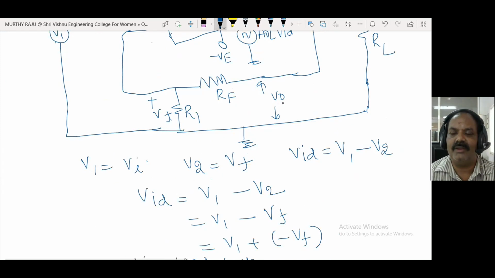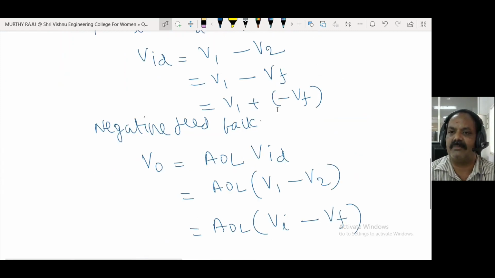V0 is the voltage applied to this network. VF is the output voltage. Therefore, according to the voltage division rule, VF is equal to the total voltage applied to the circuit, V0, into this resistance R1 by the sum of these two resistances, R1 plus RF. VF is equal to V0 into R1 by R1 plus RF.